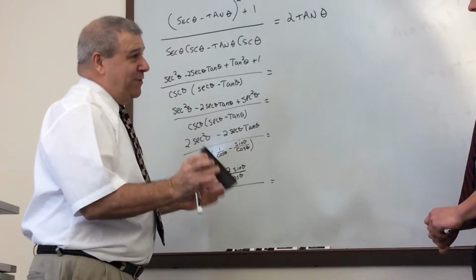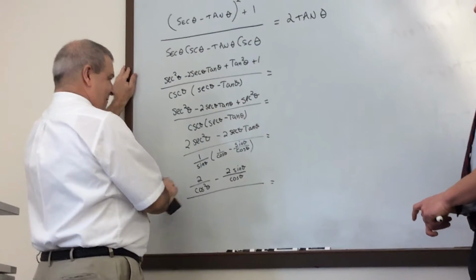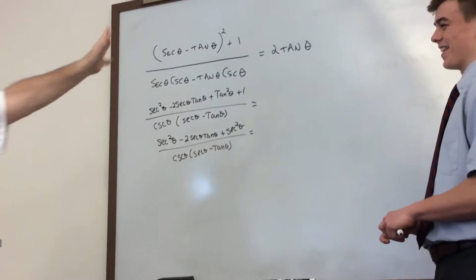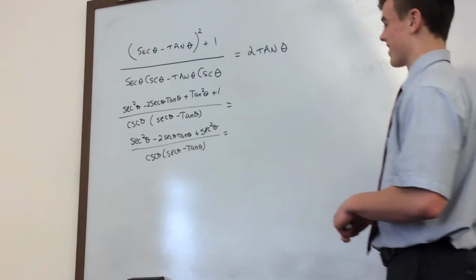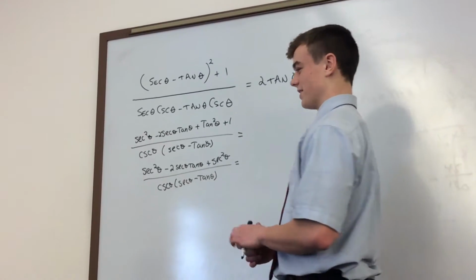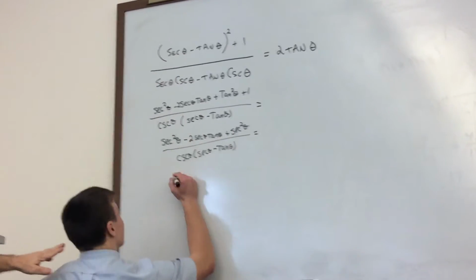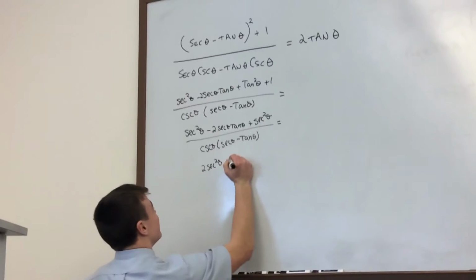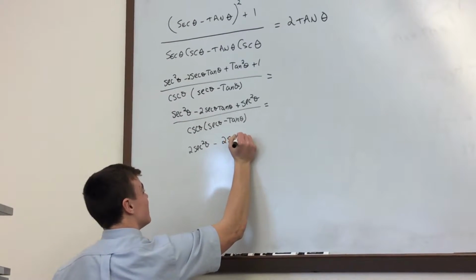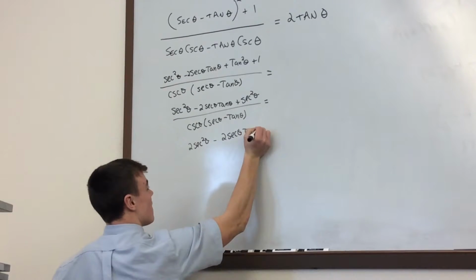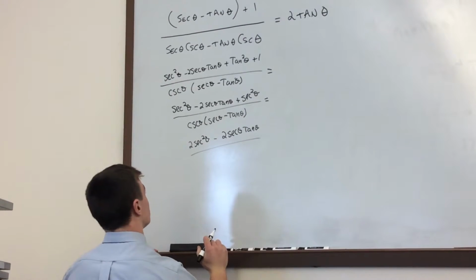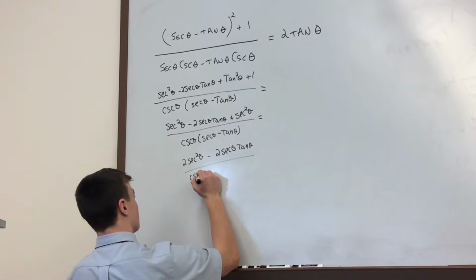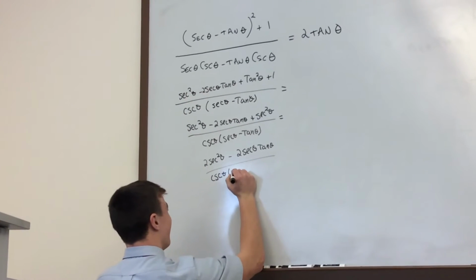I hate to do this. Don't be mad at me. There's always a better way. Oh, shoot. I'm sorry. I erased too much there. I apologize, Joe. No, put that back. All right. 2 secant theta tan theta over. Try to just keep that. Bring it down. Don't change it to cosine and sine. No. No.